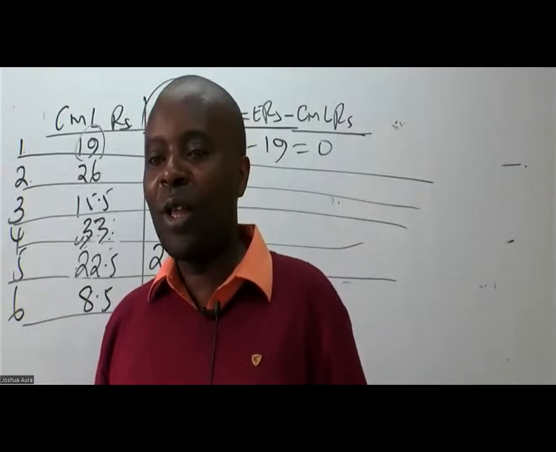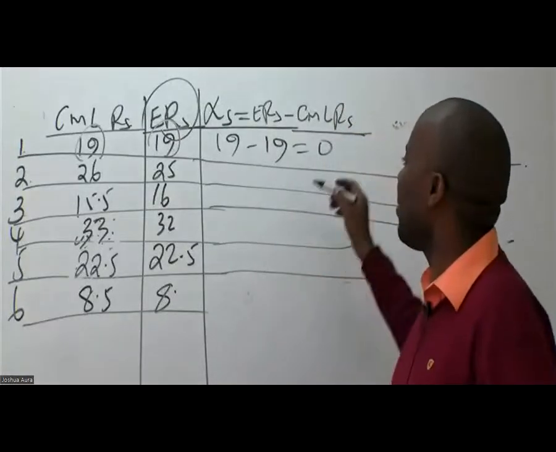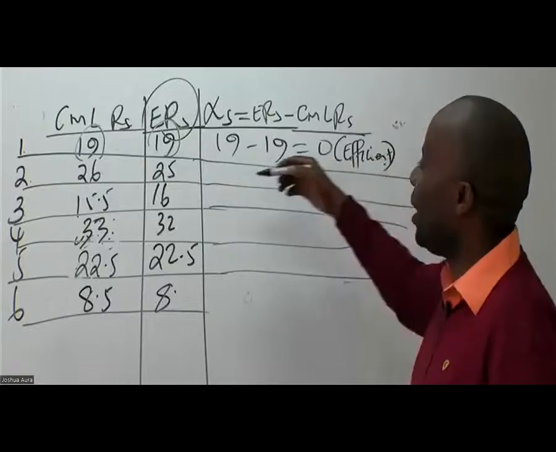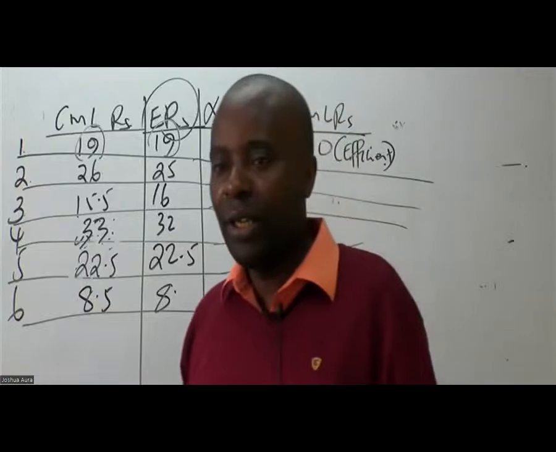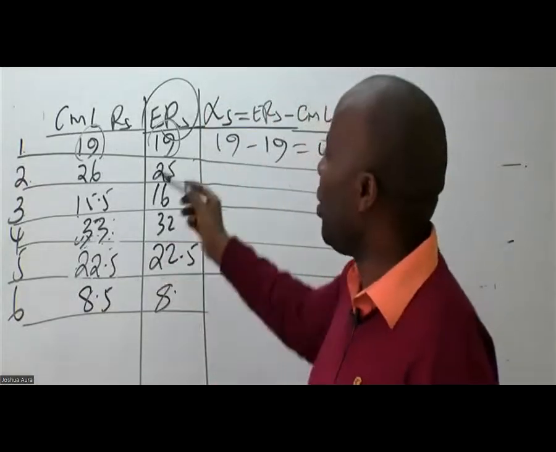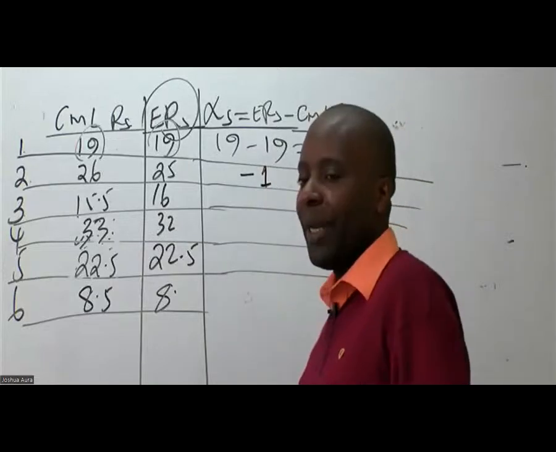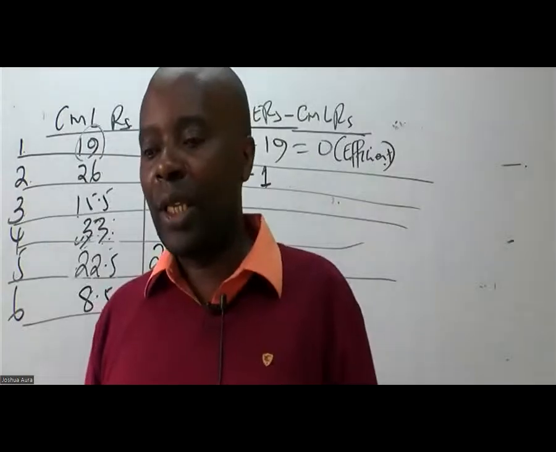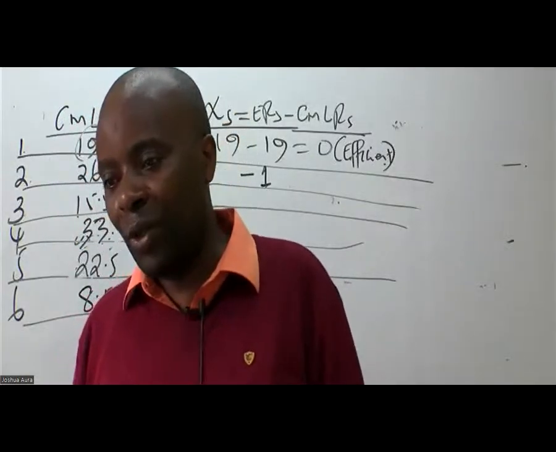When it's 0, it's at break even. When it's at break even, then we talk of efficient. The model is efficiently able to predict for us. The second one will be 25 expected return minus this, which will end up giving me minus 1. So minus 1, how do you call this? Super efficient really?